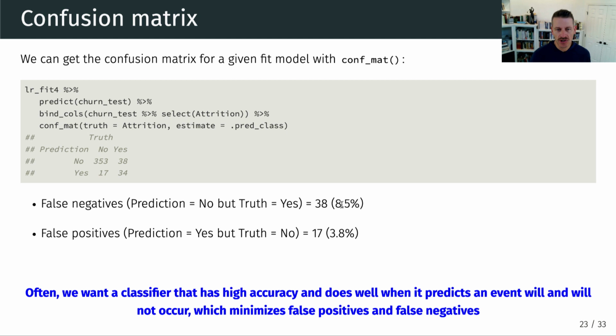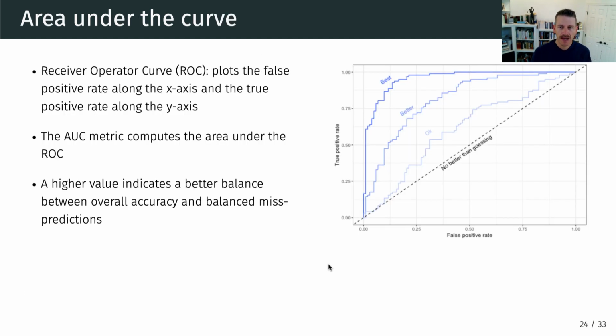And we can actually make adjustments to our model if we wanted to try to balance this out. But just realize that we can get this idea of understanding, is our model predicting more false negatives versus false positives. And that kind of tells us how we are mispredicting with our model. Now, often we want a classifier that has high accuracy, but also does a good job of predicting events when they will and will not occur. And so this means we're trying to balance both false positives and false negatives along with the accuracy metric. And to get that, we can use this thing called area under the curve.